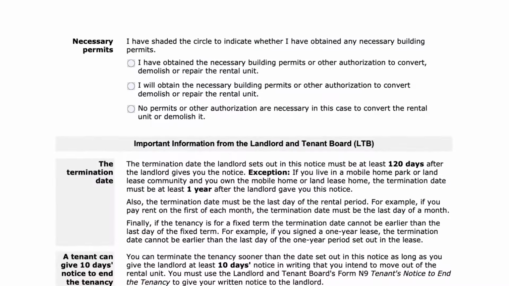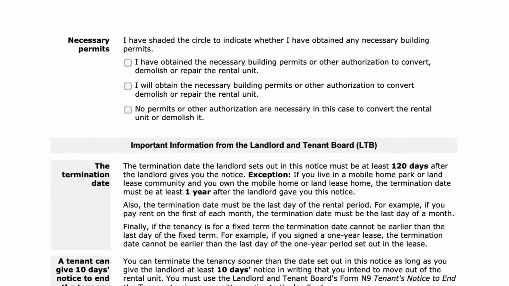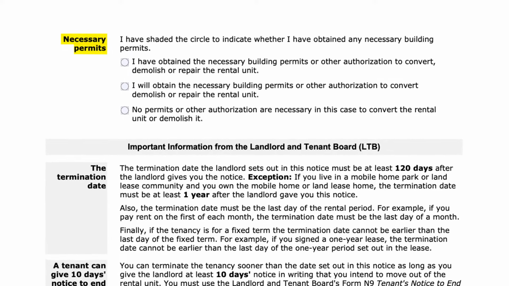Now, as this form has to do with renovations, repairs, zoning, or redevelopment, you're going to need to describe in some detail the intentions of the work that you're doing such that it will require the unit to be vacant. And after you've described that in enough detail, you're going to move on to shading out the next section, which is the necessary permits section.